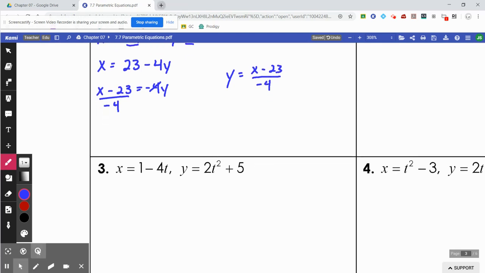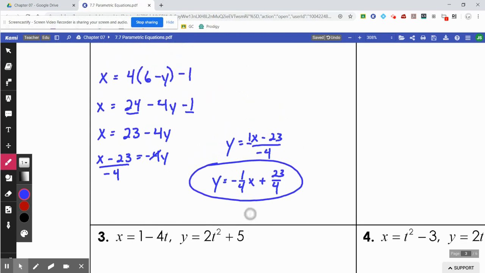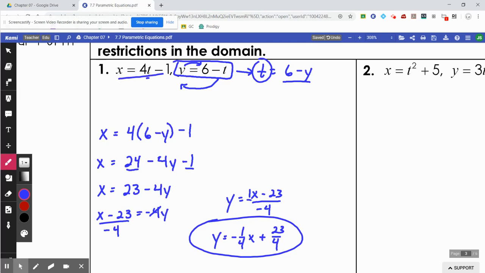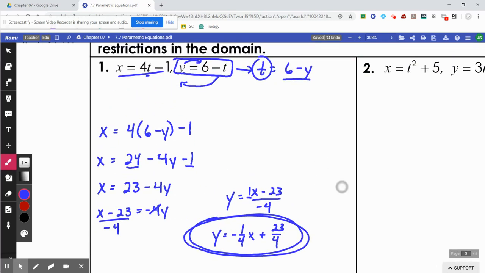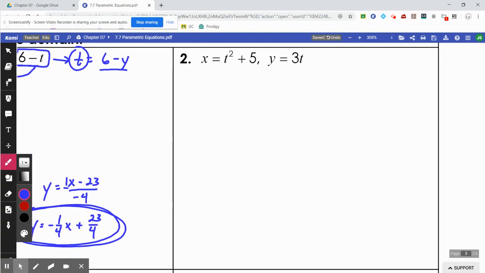Or since this is a linear equation, let's go ahead and split this. You have a 1 in front of the x. Let's divide each of these by negative 4. Gives you y equals, the 1 divided by negative 4 would be negative 1/4 x, and then a negative 23 divided by negative 4 would be a positive 23/4. And you see that when you combine them, you can graph it either way. If you graph it as a parametric, or if you graph it in this form, you're going to get the exact same line.